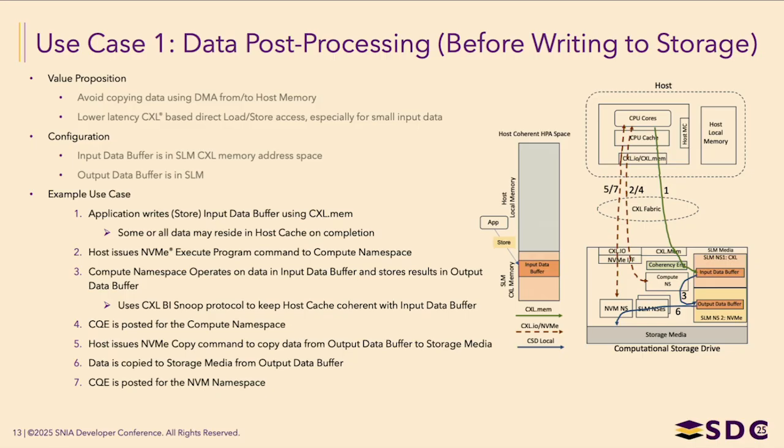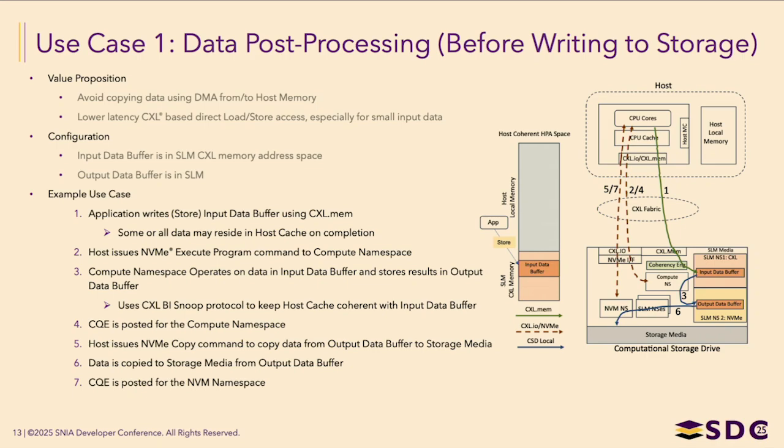And so the value proposition is we're going to avoid copying data. We're going to take advantage of the fact that we can use CXL to move that data directly to the drive, which is useful, especially for small transfers. If you have a very large transfer, maybe it is more efficient to set up a DMA. And so that's our value proposition for this case.